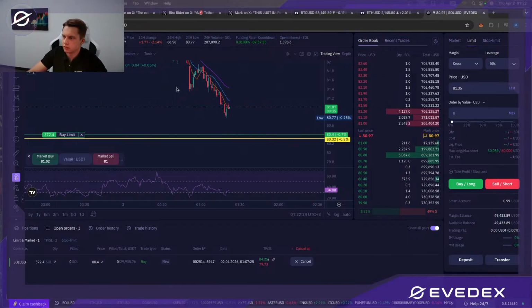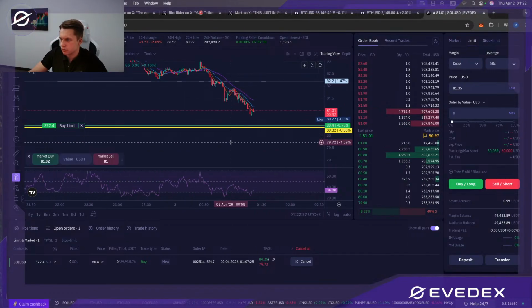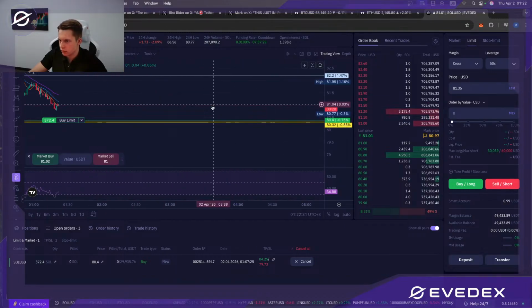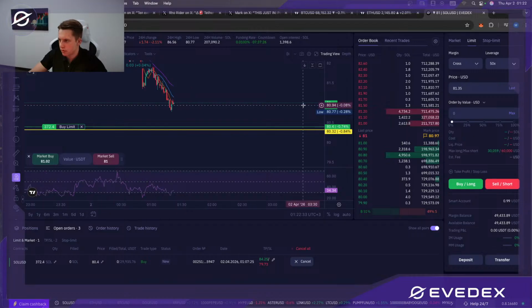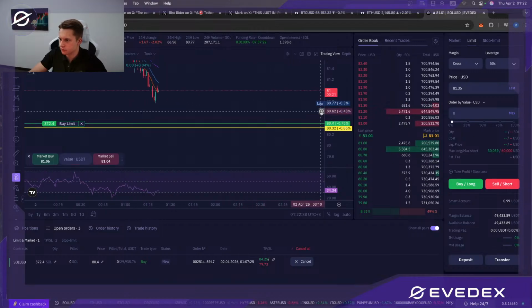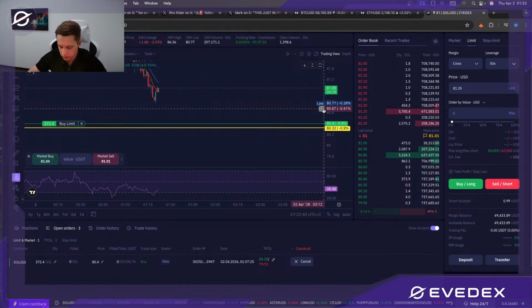We need that price to come down right to our support level. So we're currently just waiting for it to continue going bearish until it comes down to that level.